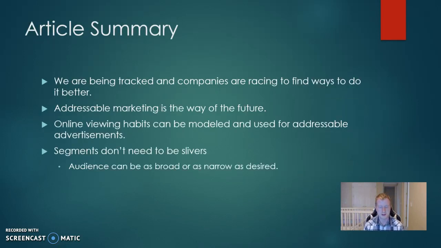So the article summary is basically we're being tracked. Companies are always finding ways to track us, and they're always trying to do it better and better to sell us more stuff. That's not really a surprise to anybody, I don't think. Addressable marketing, from the author's point of view, is the way of the future, and I happen to agree with that, because it allows a specific company to target an individual or a group of individuals rather than using a shotgun approach and hoping something hits, right? The spray and pray method. This is more of a precision marketing campaign.